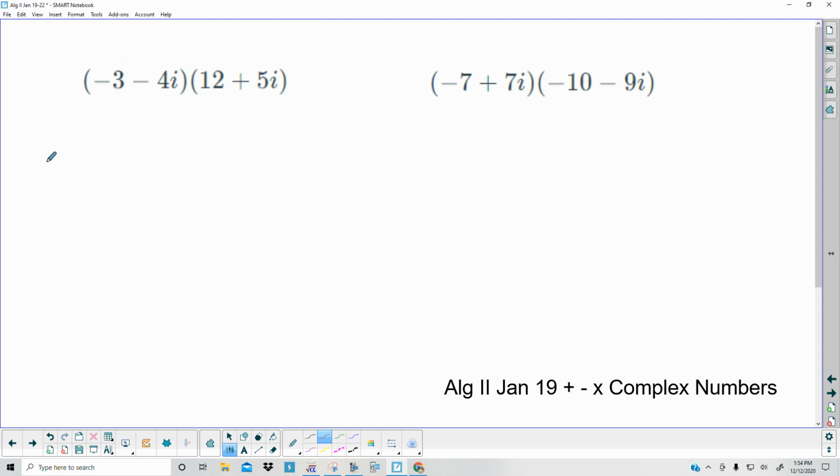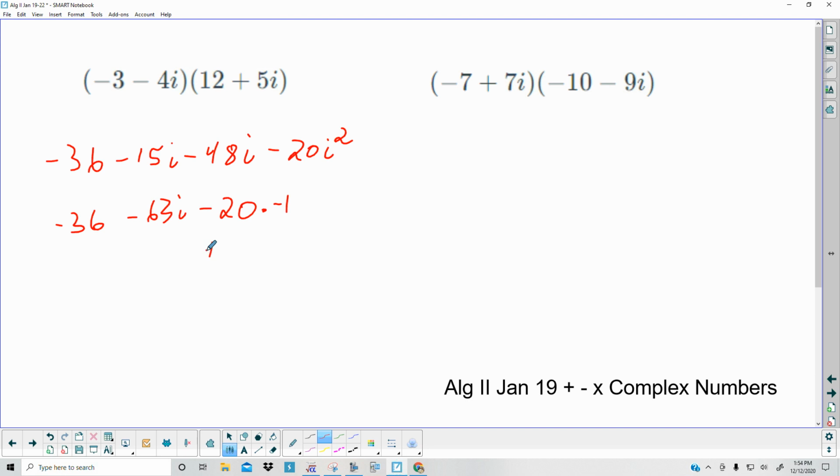Okay, so FOIL it, negative 36. Oops, minus 15i, I almost said plus 15i. Minus 48i, and minus 20i squared. These are like terms, bring those together. 63i, I think. And now you have this minus 20 times i squared, which is negative 1. So that turns into plus 20. And you have a minus 36 in front. Those can come together. So then you have minus 16 minus 63i as your final answer. Okay?